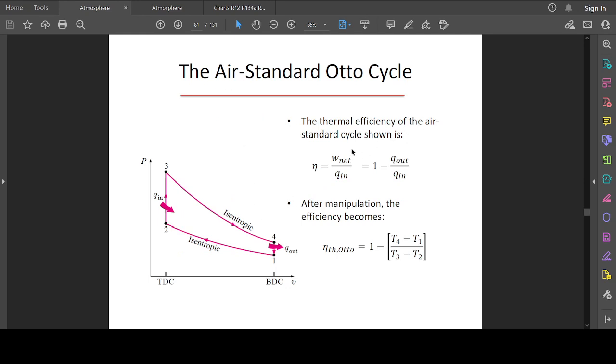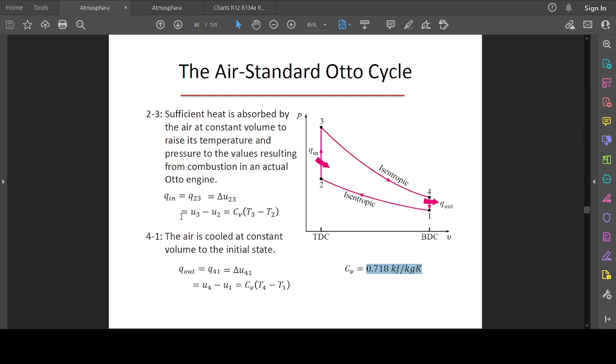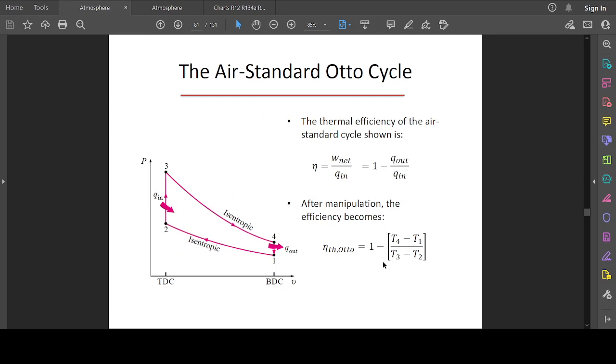So the thermal efficiency could be written, as we've already established, as 1 minus Q out over Q in, or net work divided by Q in. If we replace Q in, which is C subscript V times T3 minus T2, and Q out, which is C subscript V times T4 minus T1, in this equation, then C subscript V cancels out and we are left with 1 minus T4 minus T1 divided by T3 minus T2. And we can use this to calculate the thermal efficiency of the Air-Standard Otto cycle.